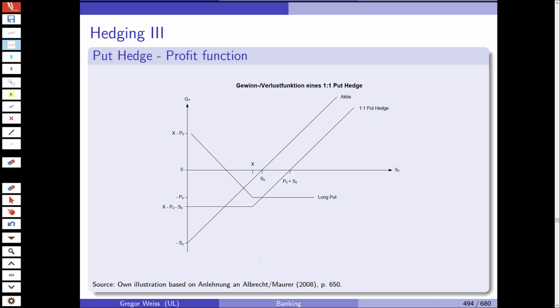If you now include the fact that you still have to buy the stock, well, then you simply have to move the stock investment to minus S0 here. And as you can see, this line again tilts to the above, and this one here, I'll make a red line. This is now the new profit function of the one-to-one put hedge, and you're not losing everything here in this area. This is the hedging effect of a one-to-one put hedge.